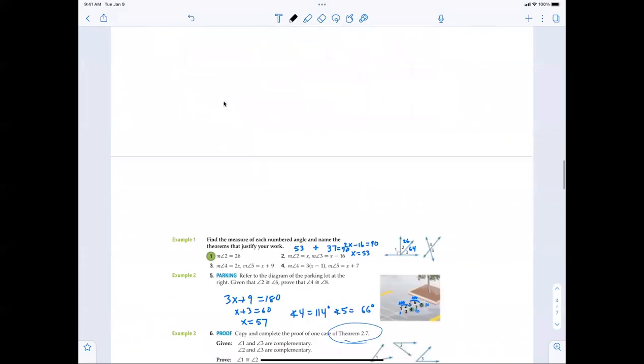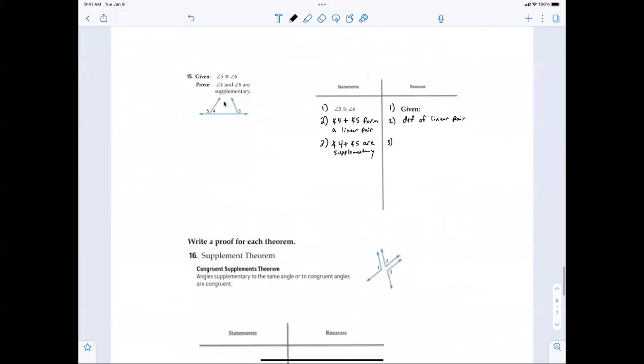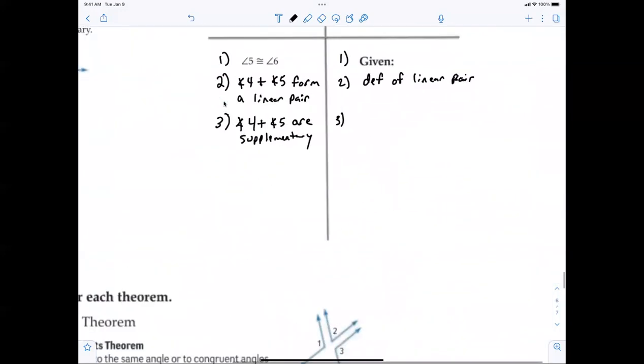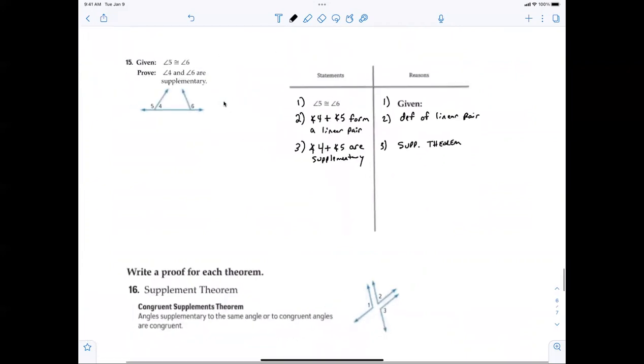All right. So here we can come down here and say that it is, I don't care. Let's just write the supplement theorem. The supplement theorem. If you write linear pair postulate, that's fine too. All right, so now somebody help me with step number 4.